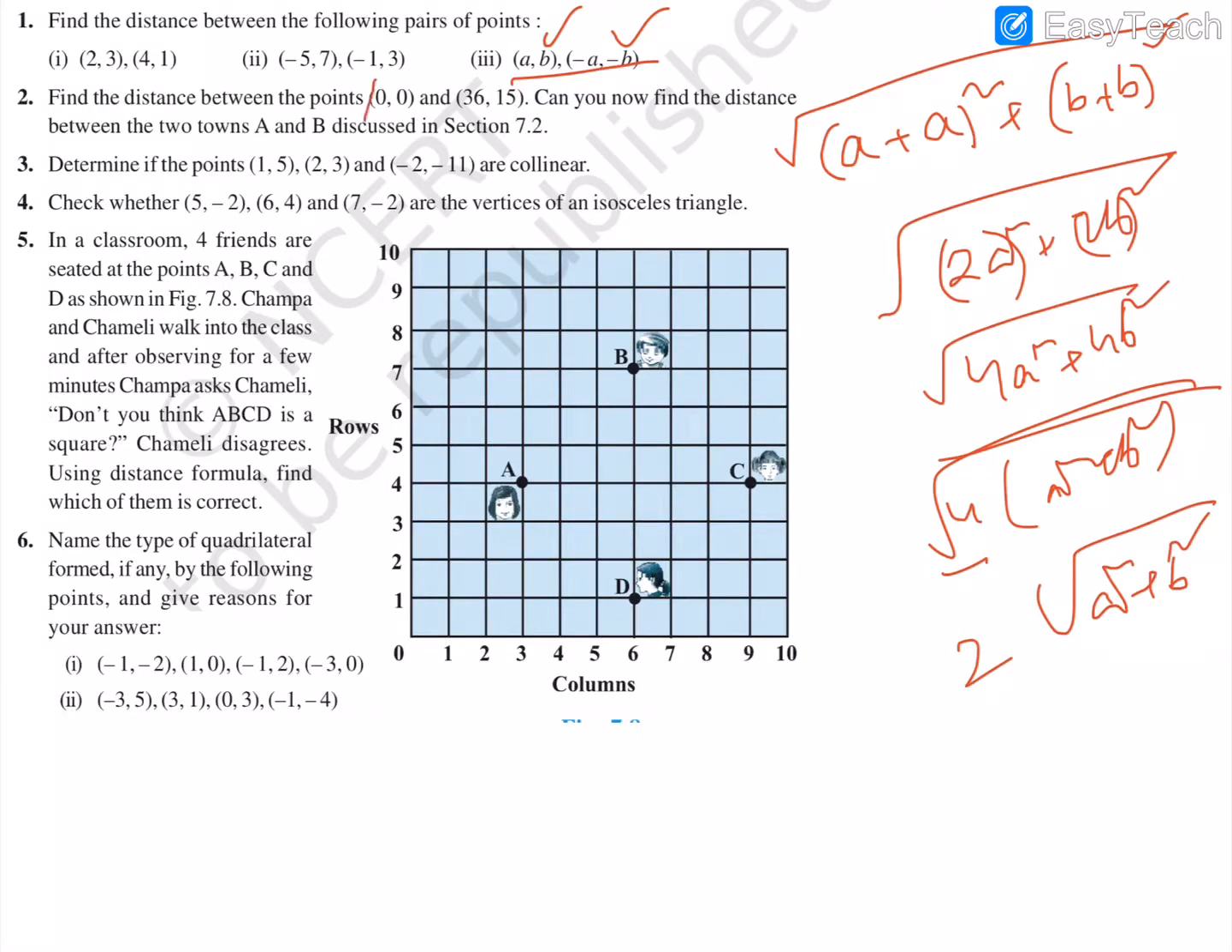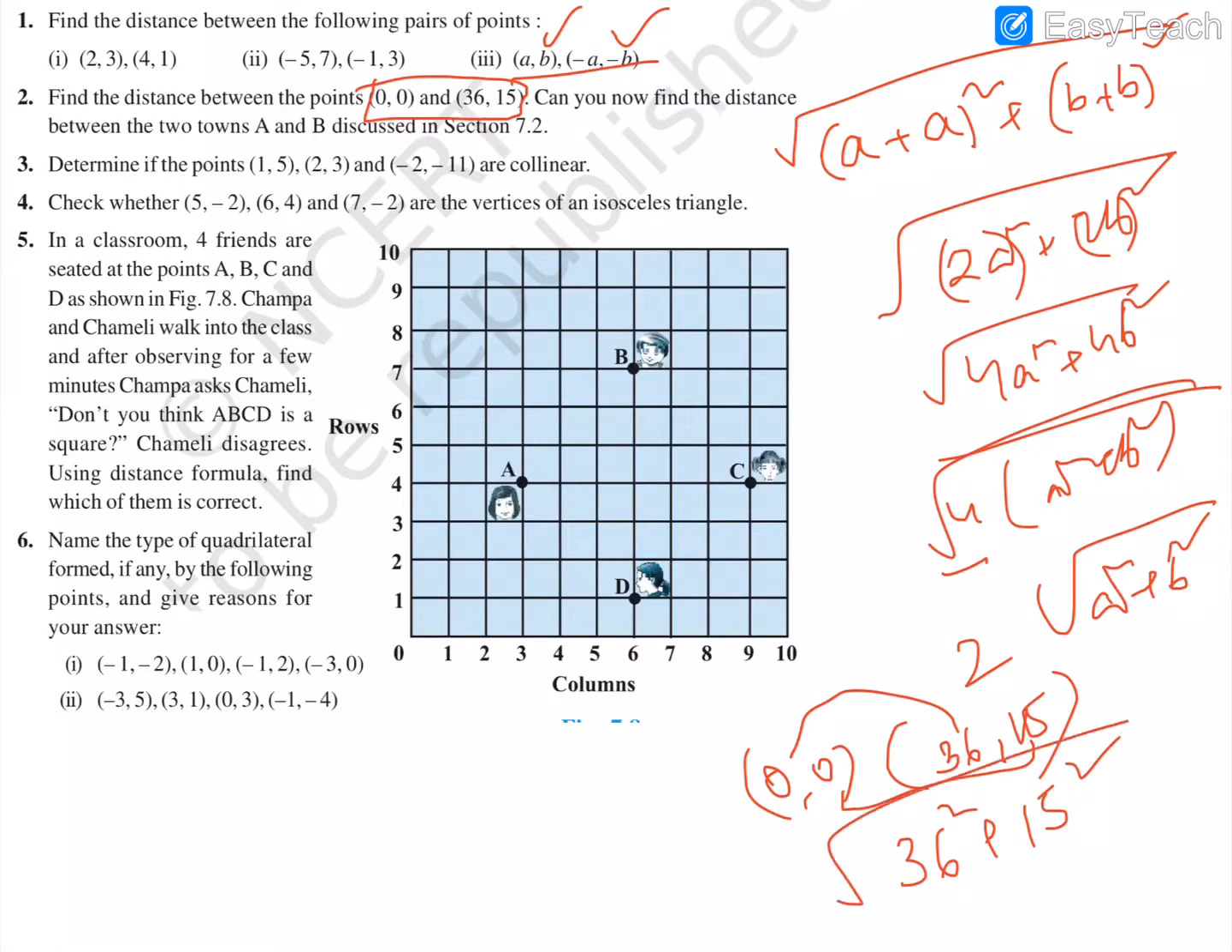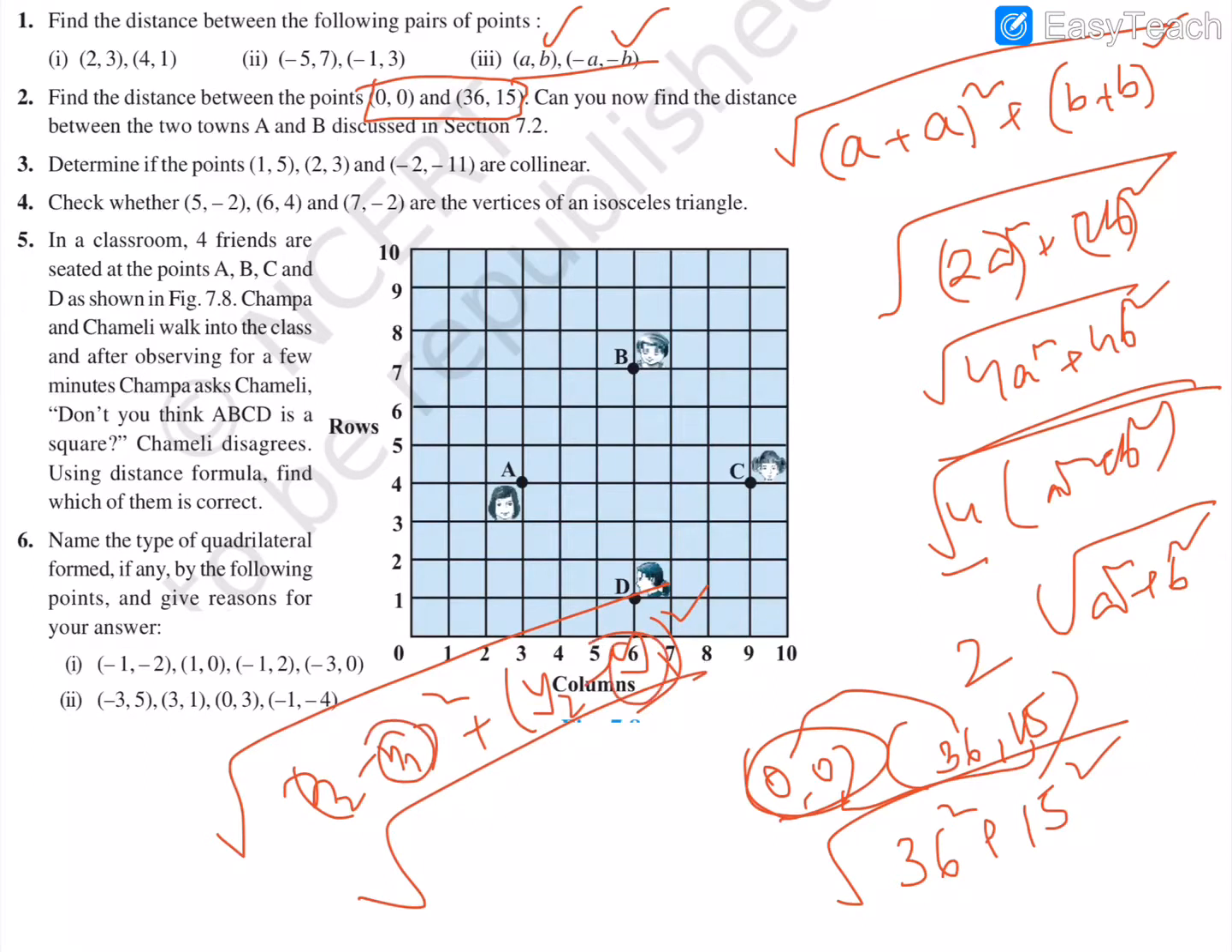Now find the distance between these 2 points. So between (0, 0) and any point, what happens generally? Between (0, 0) and (36, 15): 36 minus 0, 36 square, 15 minus 0, 15 square. Whenever 0 is there, instead of writing all (x2 minus x1) whole square and (y2 minus y1) whole square, because x1 and y1 are 0, you can directly write root of x square plus y square. For the other point, directly 36 square plus 15 square you can write. That is the formula here.